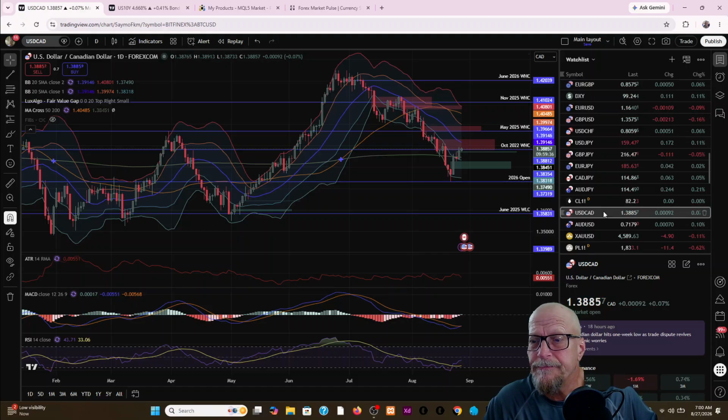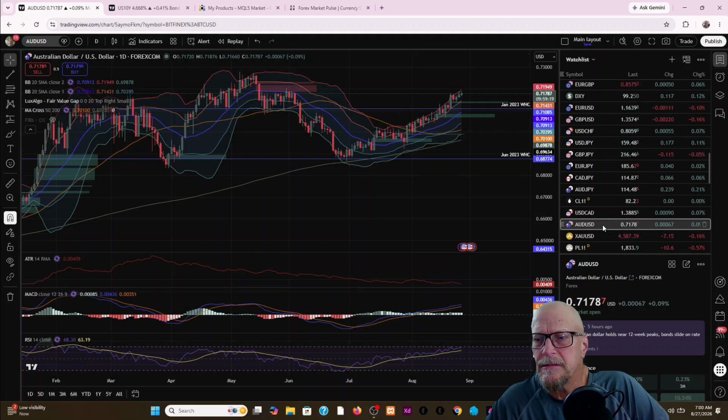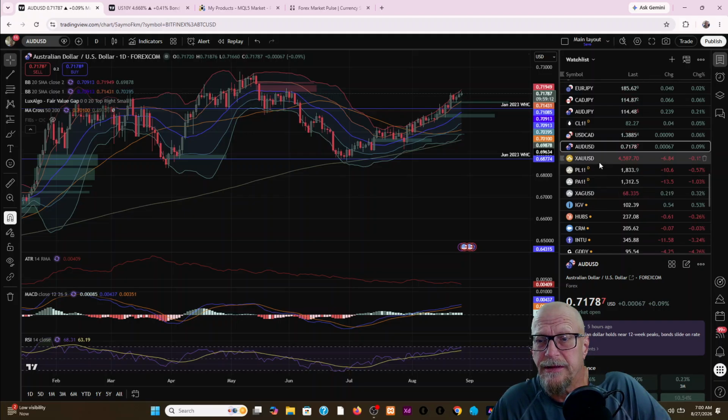Dollar versus the CAD, 138.85. Coming off a little bit. No, I'm sorry, coming up a little bit, but not really a whole lot to get into any enthusiasm. And coming into a big resistance area too. Everything's at resistance right now. Aussie versus the dollar, it seems, 71.78. Again, I wouldn't jump into that, but you can if you want to. Not trading advice, just my opinion.